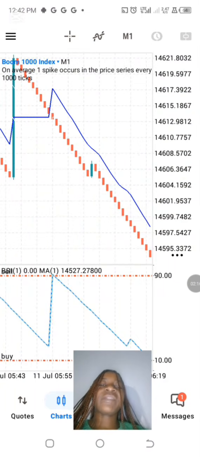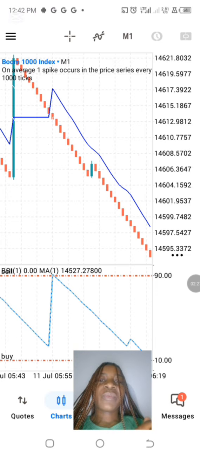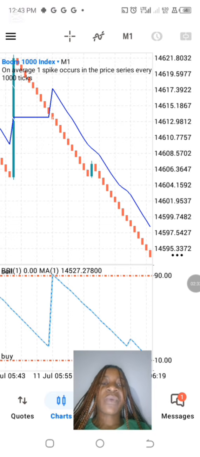We'll be having one line on the main chart. The blue line is the Ichimoku, and on the indicators window we have the levels of the RSI and the moving average. So this is the setup which you are going to use to scalp, and we'll be scalping on Deriv as well as on Weltrade. This strategy we can use on Deriv and also on Weltrade.